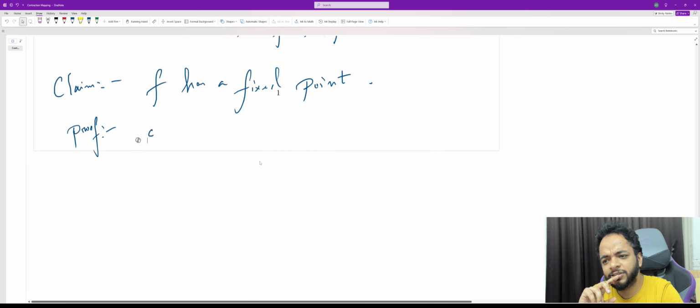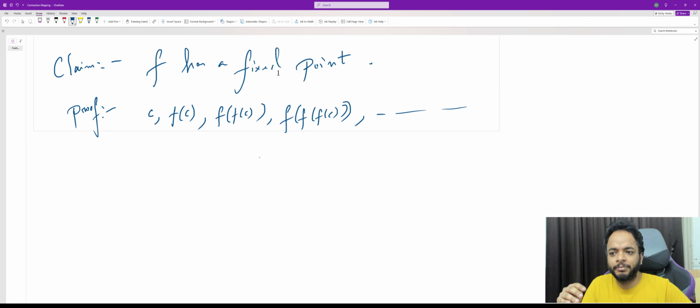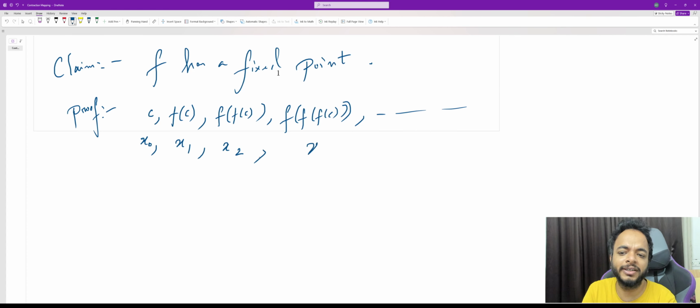Okay. So now let's again take any arbitrary point c from its domain, and after choosing that point c, we will fix it. Then we will take f(c), then f(f(c)), then f(f(f(c))), and so on. I hope you're getting it, I'm building a sequence starting with that point c, then f(c), f(f(c)), and so on. So let's say that this is the 0th term of the sequence, first term, second term, third term, and so on. So we have a sequence.